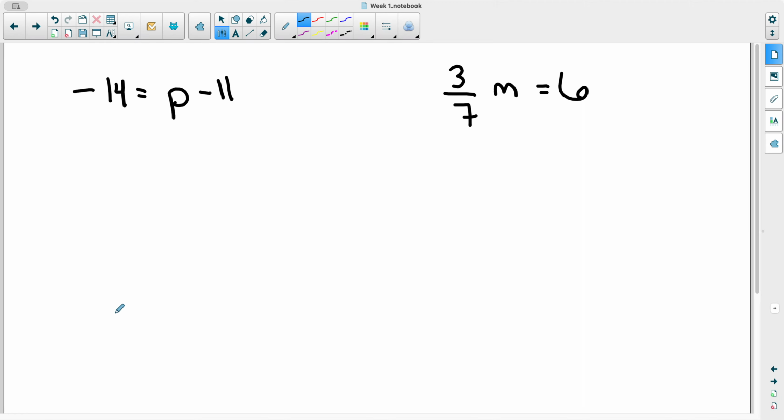Okay, give you a second to work on these. Pause if you need to. Okay, so P is being subtracted by 11. The opposite of subtraction is addition. Now I will say this is what gets a lot of people confused when I do it with my students. So I am going to do a number line just so that we're clear.